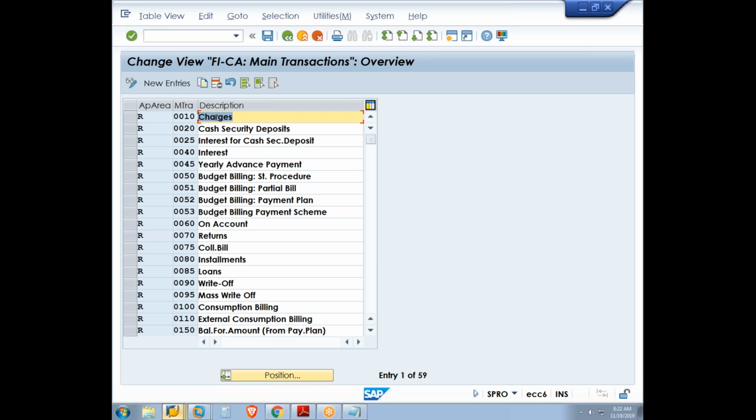You can use charges in various places, so that's why I'm holding on it. But interest is something you can understand immediately. 0040 is interest, which means you are charging some interest to a customer. Interest can be credit or debit. In the case of a cash security deposit, we are paying interest. The customer has paid us the security deposit, it is lying with us as a down payment. Because they are parking some money with us, legally we are supposed to give them some interest. So when you calculate the interest, it is credited to the contract account.